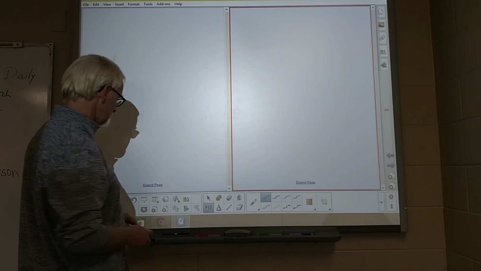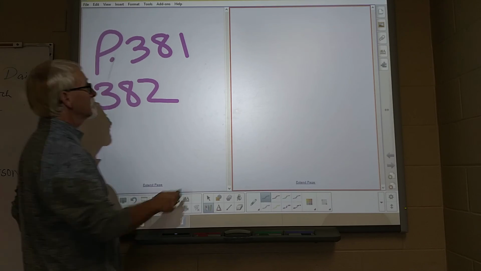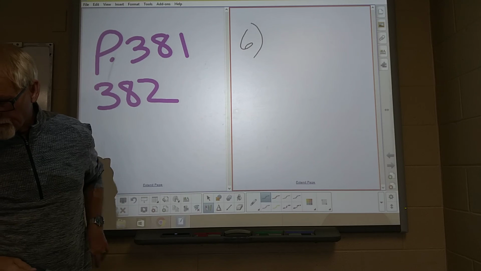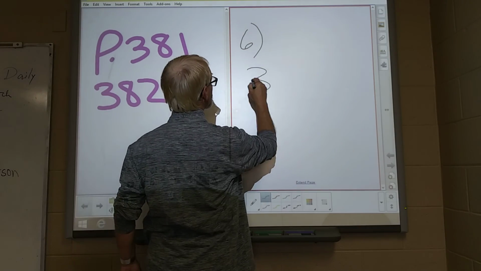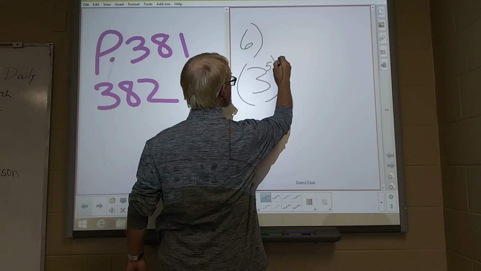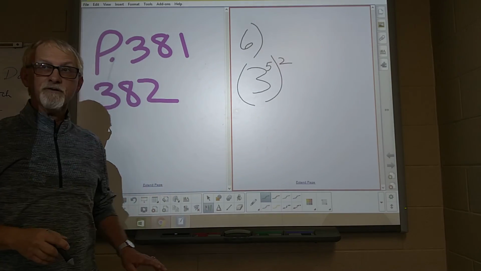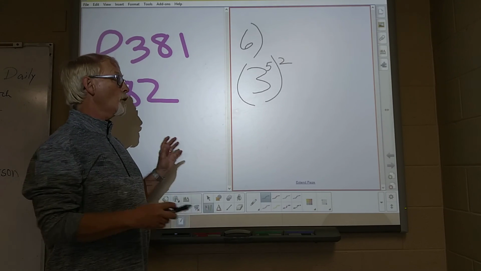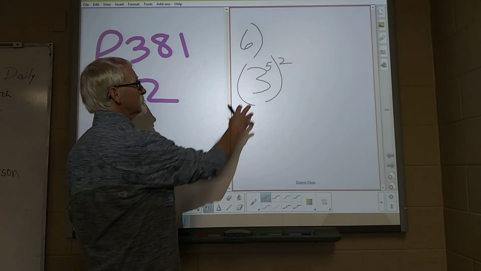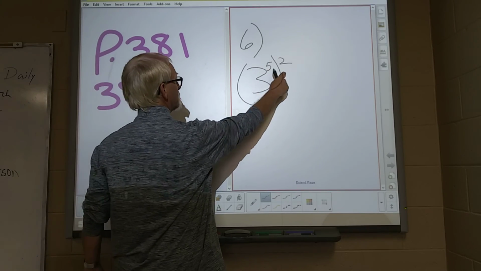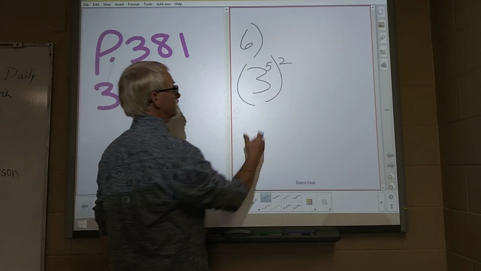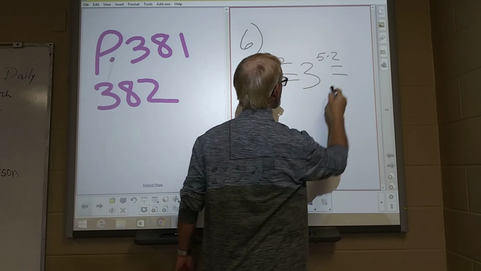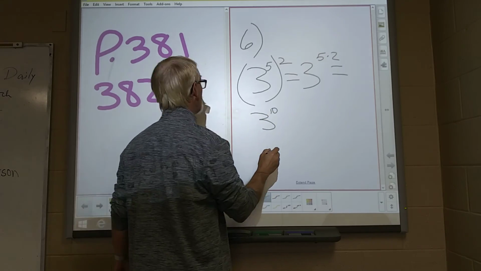So on number 6 here, we have 3 to the 5th raised to the 2nd power. Now here you have just a little different than before. You notice you've got the parentheses, and the other one had no parentheses. So when you raise an exponent to a power, you simply multiply the powers. So that's equal to 3 to the 5 times 2, which is equal to 3 to the 10th power.